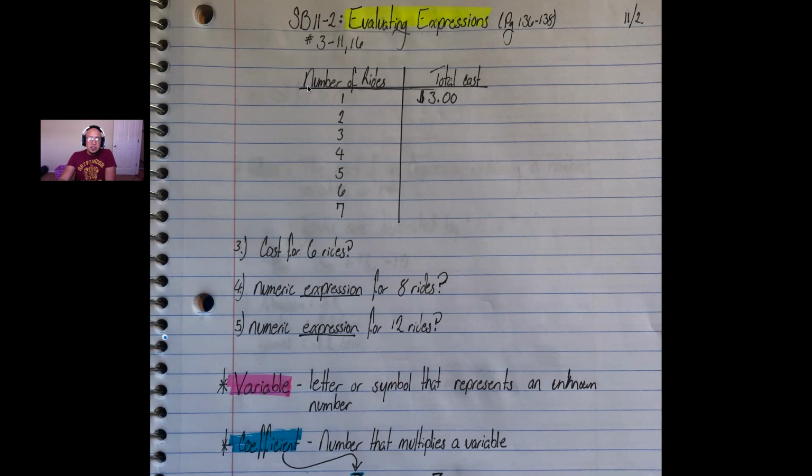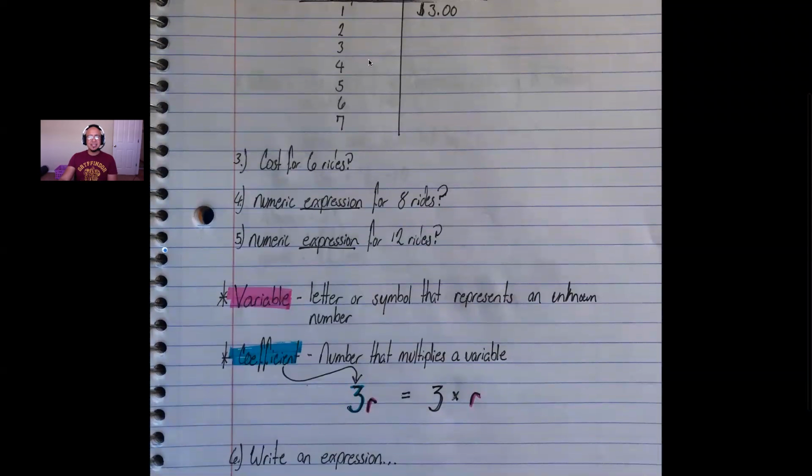We are going to use not a number, but a letter known as a variable. And that letter or a variable is going to be a letter or symbol that represents an unknown number. A letter or symbol that represents an unknown number. And I encourage you to write that definition down in your notebook. So a variable is a letter or symbol that represents an unknown number.